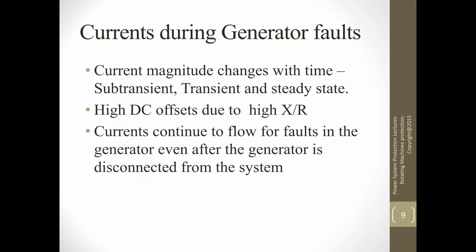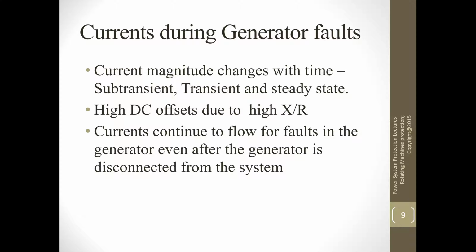Currents during generator faults: when you take a generator and put a three-phase short circuit on it, the fault current will be very high initially, decays very fast in 3 cycles, and then decays at a much slower rate for about 8 to 10 cycles. Then you get steady state current. The first portion is due to the subtransient reactance and is called the subtransient period, and then you get the transient period, and then the steady state period.